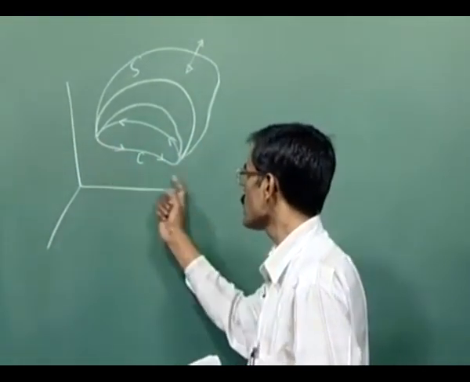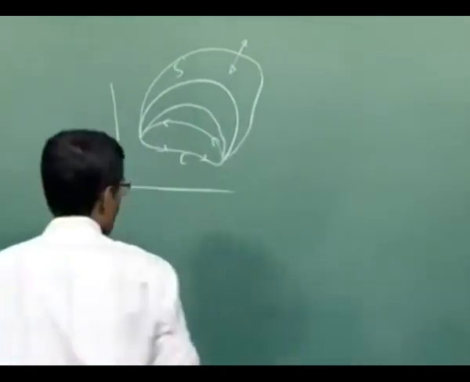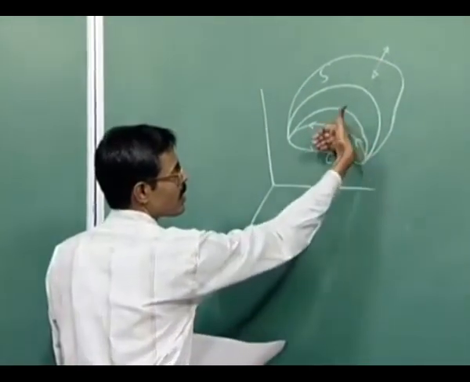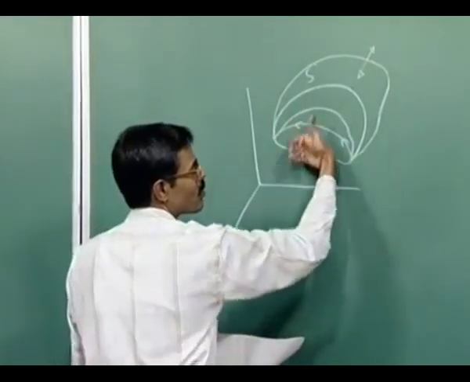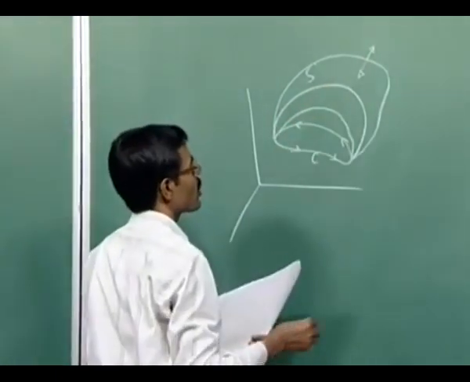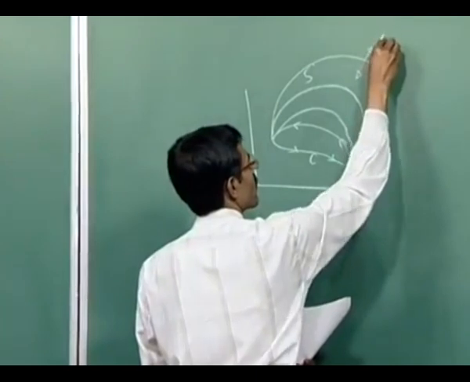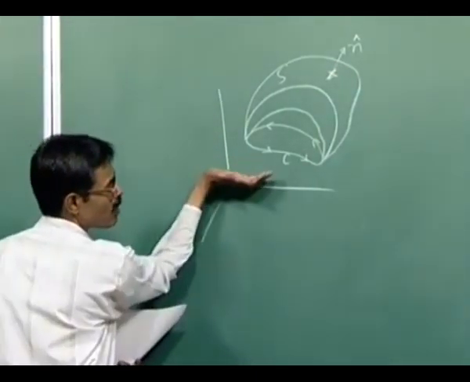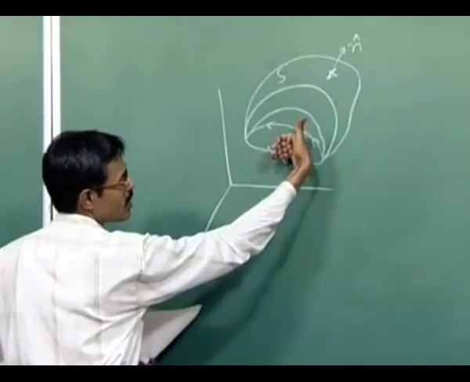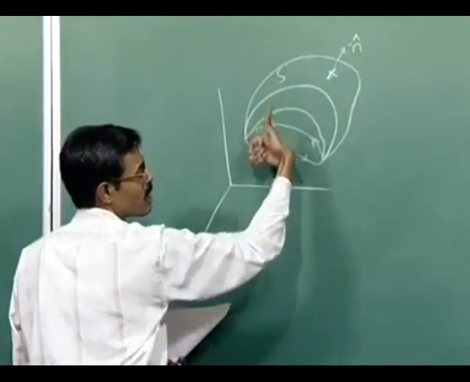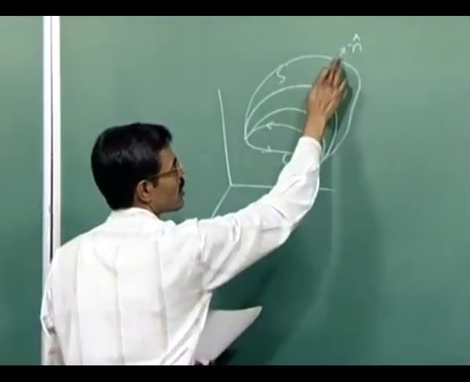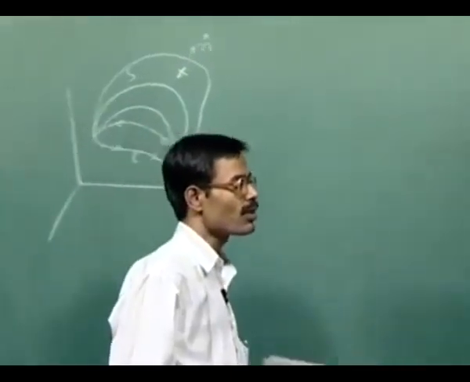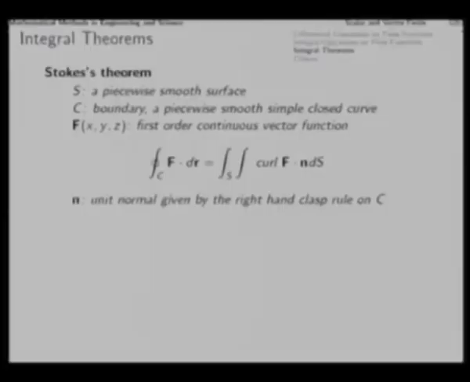So, as we are traversing C, if we put our right hand along the arrow like this, then whichever way the thumb points out, that works out to be the N, not this. So, if we point to the arrow by the clasping of the right hand, then whichever way the thumb points through the surface, that is the direction of N to be used here in this context.